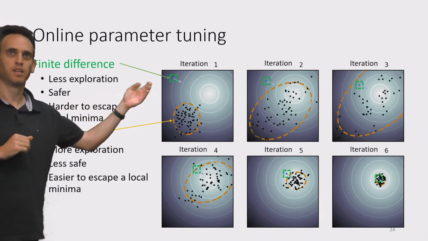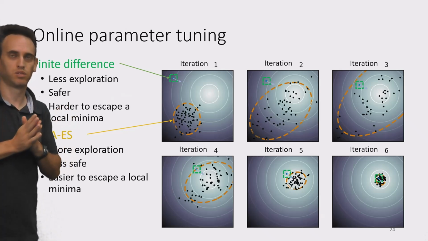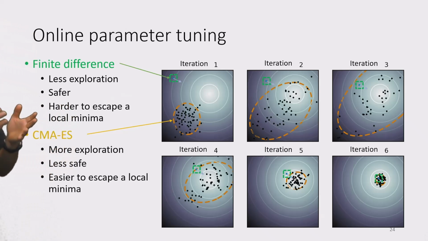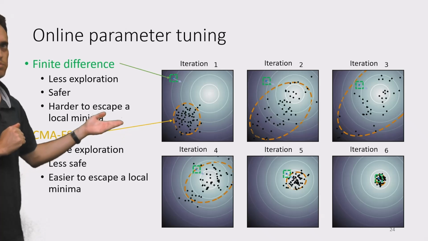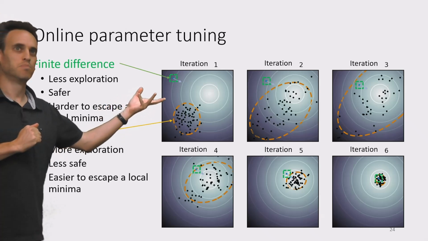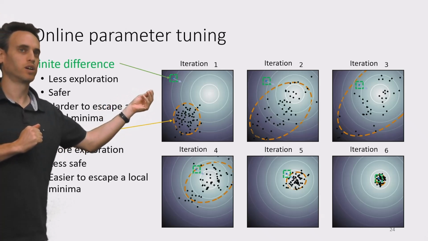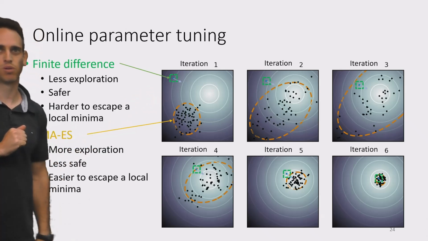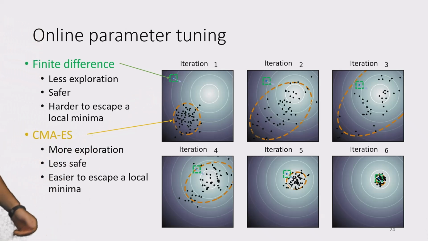Each sample is more similar to each other, each one of our samples. But it has a harder time escaping local minima because it's more dependent on the local gradient, which we know has problems escaping local minima. CMA-ES, on the other hand, performs more exploration compared to the finite difference approach. It's considered less safe, of course, and it has an easier job escaping local minima.